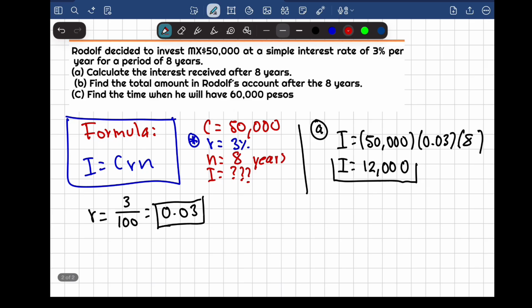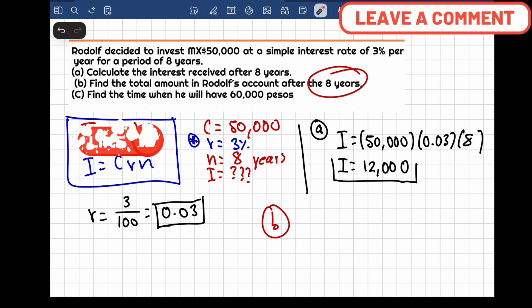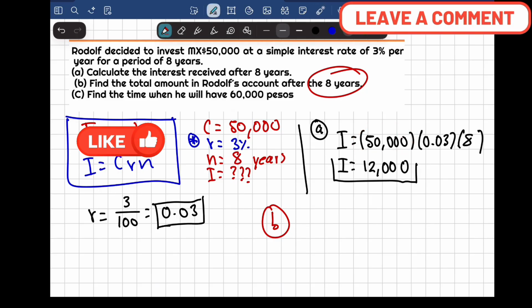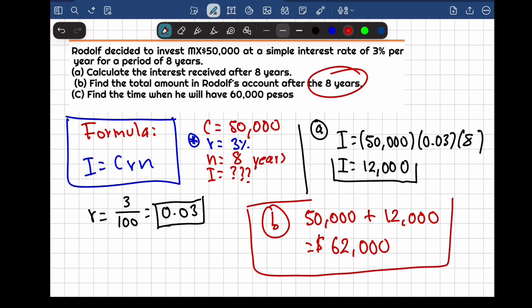What about B? For B, be careful because this is super easy. Find the total amount in Rodolph's account after the 8 years. Remember, this is the money that he is going to receive from the bank, but at the very beginning, he had this 50,000. So for B, it's the initial amount plus the interest he's going to receive from the bank. So basically this is 62,000 pesos, and this is B.